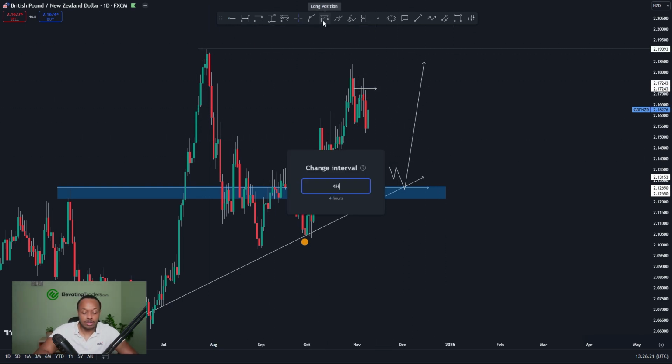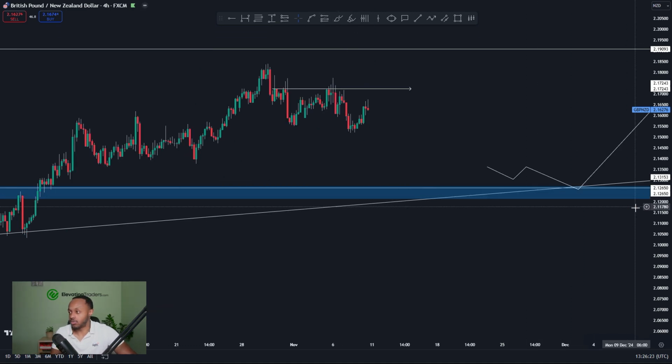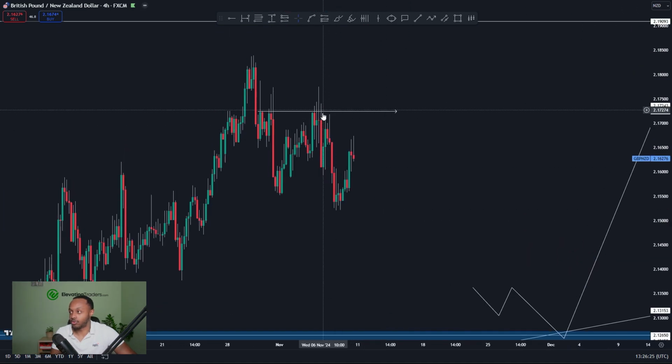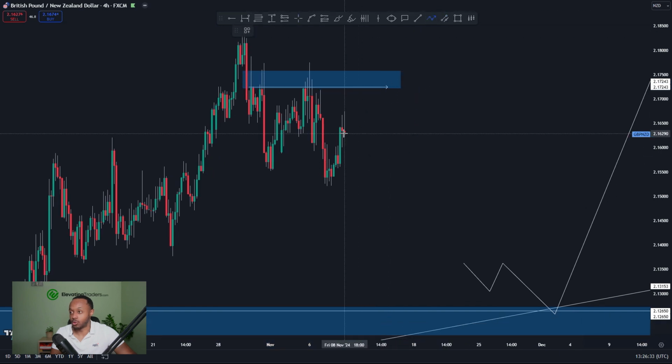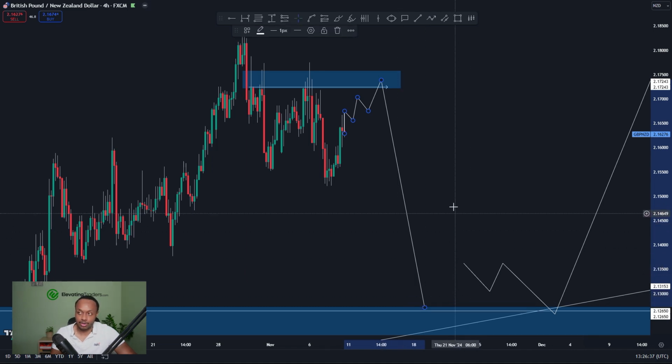In the meantime, there could be some sells for pound NZD. I can see price having a really hard time trying to break through 2.17 ish. 2.17150, a lot of wicks into that same area. This looks like a nice place for a short. Say price gets there again next week, we could see some shorts back down to that area.